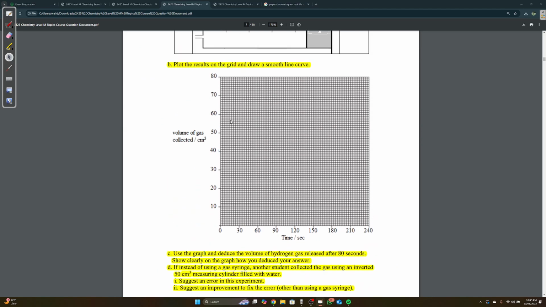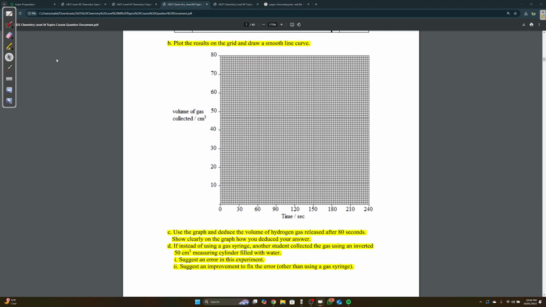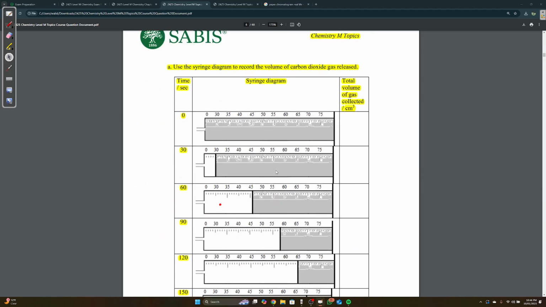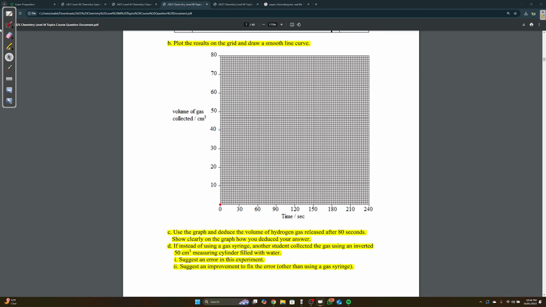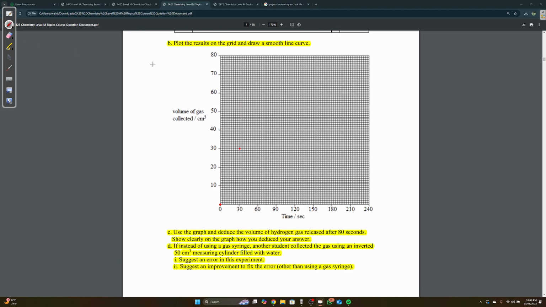Plot the result. Okay, you know what, let's plot them. So at time 0 it was 0, so obviously it's going to go here. At time 30 it was at 30, so we're going to go here 30, and over here 30. Go up now. At 60 it was at 46, so we're going to go 60, then go up to 46. So over 1, 2, 3, 4, 5, 6 over here.